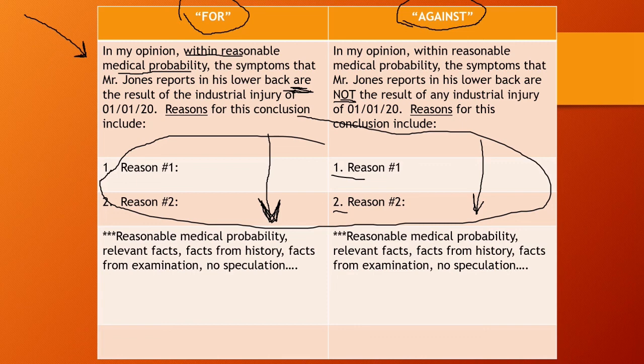When you're stumped on causation and you have to make a difficult decision, you can make a chart just like this. You can take a piece of paper and draw a line down the middle. You provide your argument for industrial injury on one side. On the other side, you provide your argument against industrial injury. You list your reasons in support of an injury, and you list your reasons against an injury, and you simply look at the list.